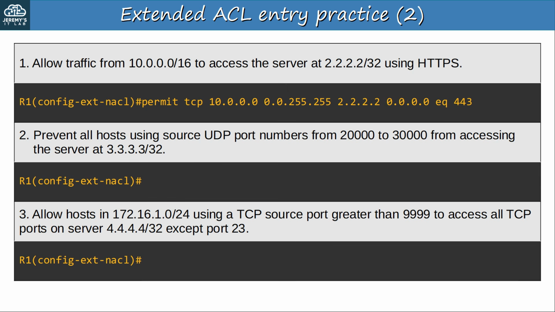Prevent all hosts from using source UDP port numbers from 20,000 to 30,000 from accessing the server at 3.3.3.3/32.